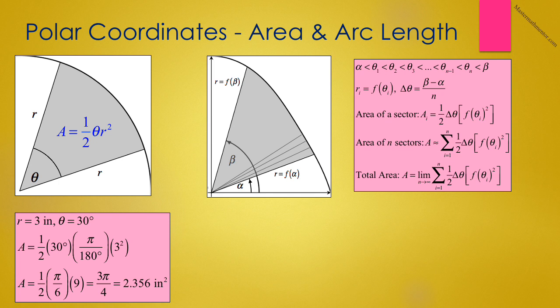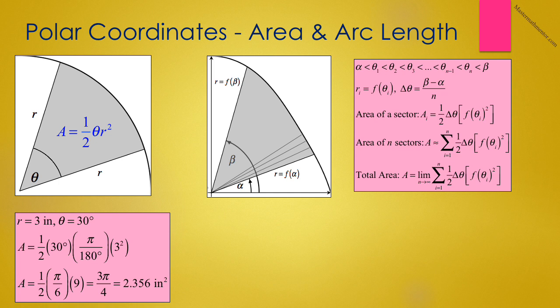So to get the area of any of our little sectors, we say that A sub i is equal to 1/2 delta theta times f of theta sub i squared. Therefore, like with Riemann sums, we say that the area of n sectors will approximately equal the summation, where i runs from 1 to n, of 1/2 delta theta times f of theta sub i squared.